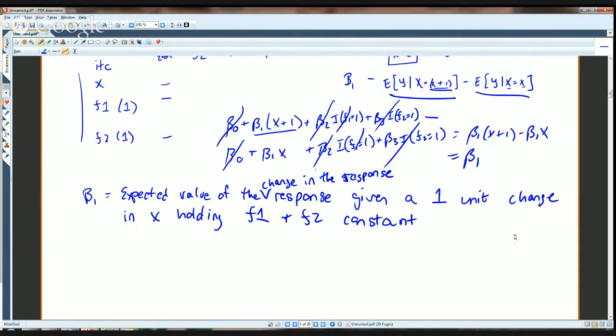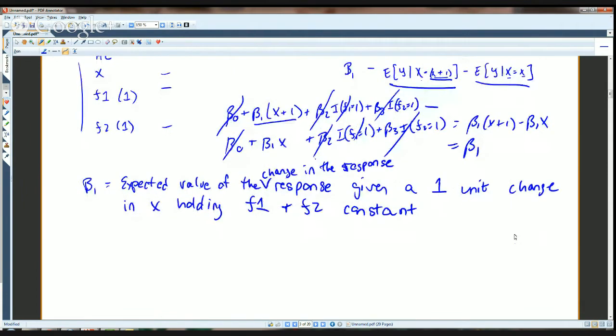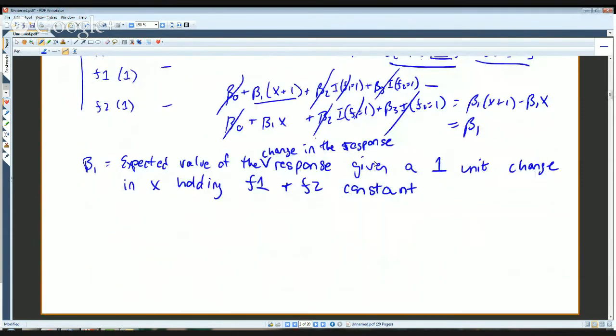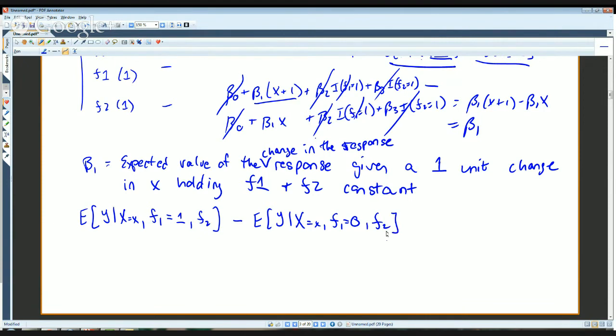Now let's interpret factor 1, factor level 1. Let's see. So factor level 1, right? That's this guy. So let's look at, I'm going to write this out again. Expected value of y given x is little x and factor value 1 is the value 1, factor value 2 is whatever it is, minus the expected value of y given x takes the value little x, factor value 1 is 0, and factor value 2 is whatever it is.